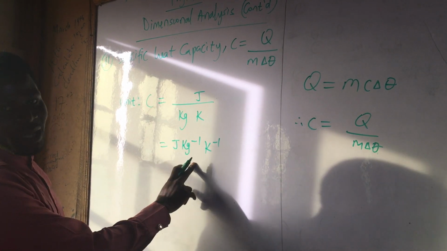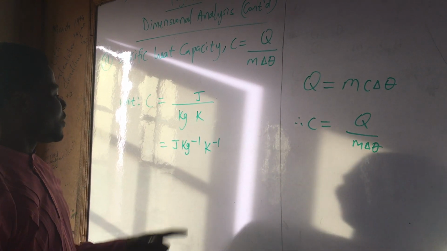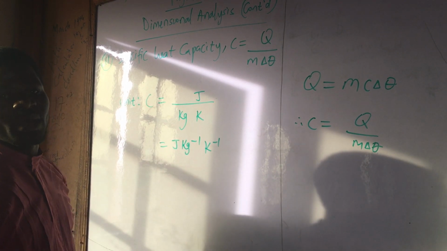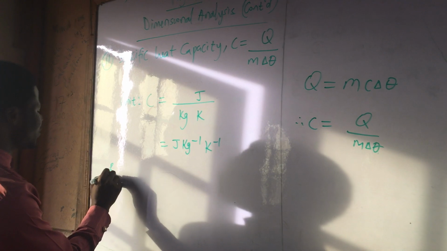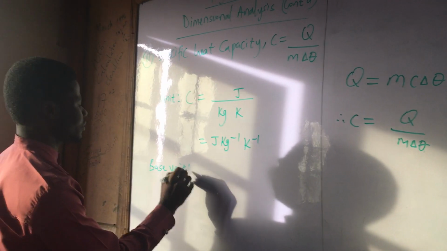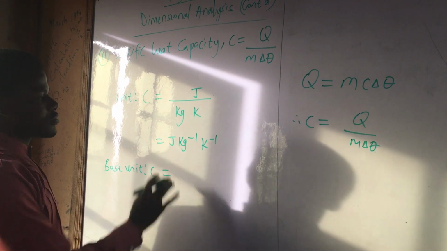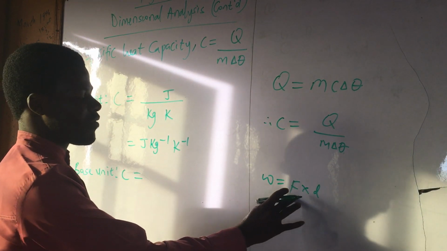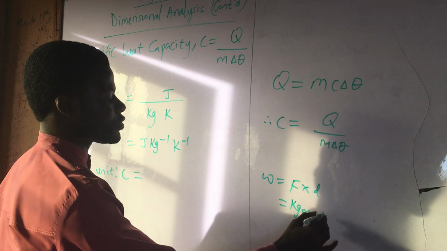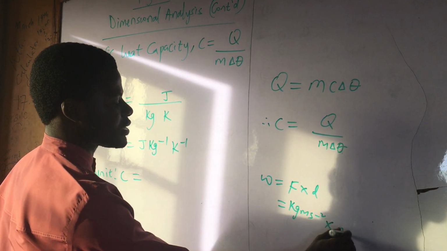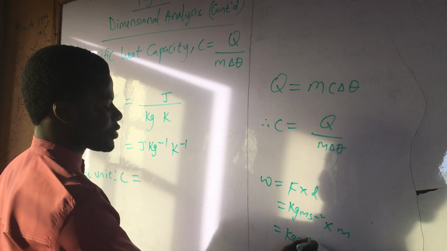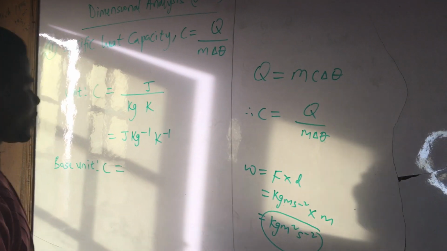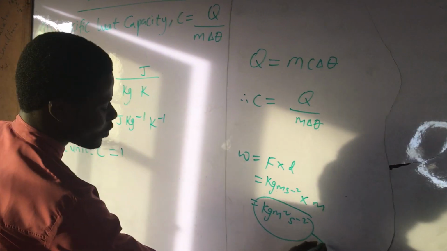Then to get the dimension, we need to get the base unit first, right? And I said base unit simply means expressing this unit in terms of the fundamental units. So let's look at the base unit of joule. Joule is the unit of work done. Work is force times distance, right? The base unit of force is kilogram meter per second square. In the last class we did that. Then distance is meter. We have kilogram meter square per second square. This becomes the base unit of work or energy. So that is what we call joule.